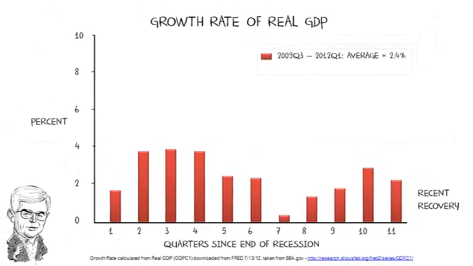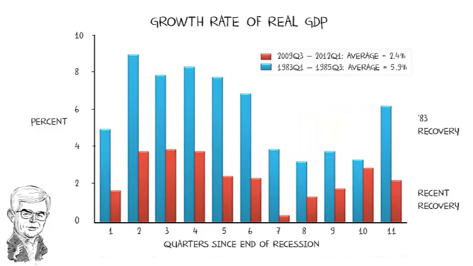The blue line is the recovery from 81-82, and it's dramatically different. You can see you get growth over 8% there at the beginning, and it comes down as you get back to normal as the recovery moves into the general expansion. But throughout this whole period, growth is much, much more rapid. So in a sense, this is almost a better depiction of what's going on.